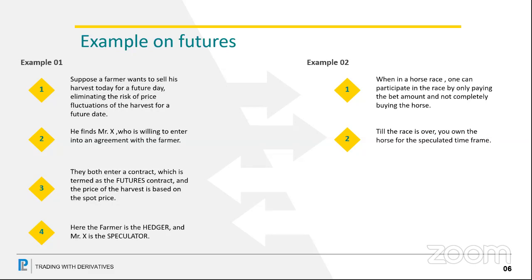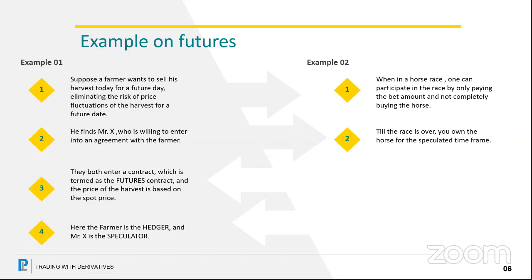So now, understanding what derivatives are and how they are working, here's one more example. Let's say you are into a horse race. If you want to participate in a horse race, what do you have to do? You have to buy a horse, guide him, train him, make him eat, make him eligible for that race. Then only you may be able to bet and you may be sure of what is going to happen in the race. But if you are dealing with the derivative segment, you only have to participate in the race by only paying the bet amount and not completely buying the horse.